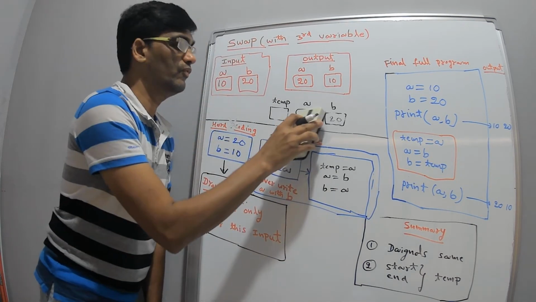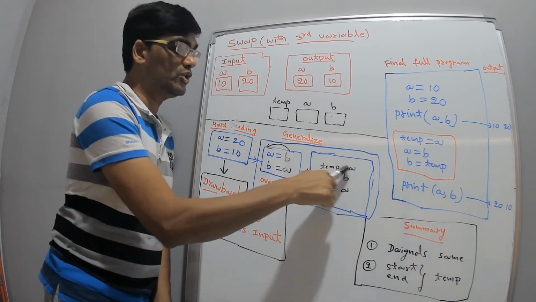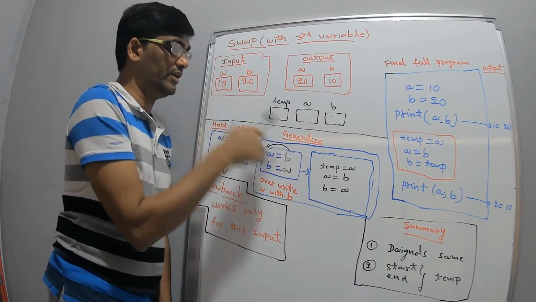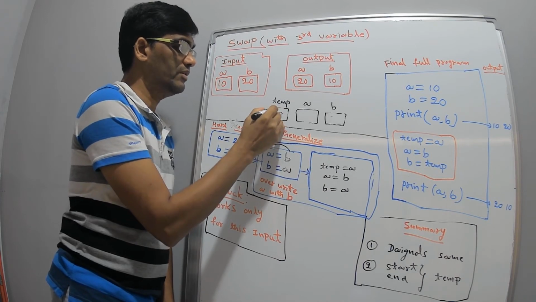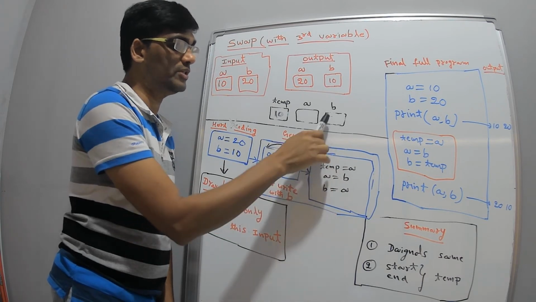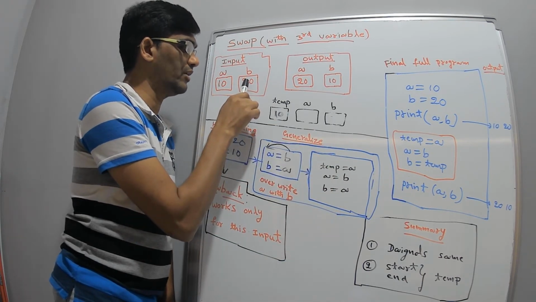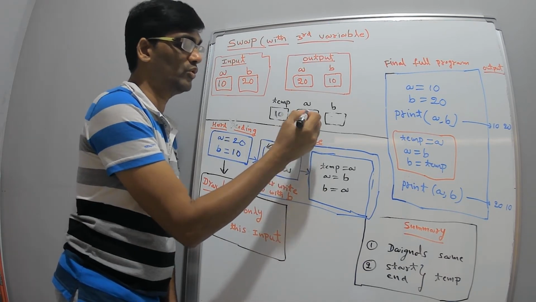Okay, so for that let us freshly put the values here. So temp is equal to a. A value is 10. 10 will come and store in temp. Okay, so this is 10. Now a is equal to b. B value how much? Here b is not there, only from here we have to take now. B is 20. 20 will come and store in a.